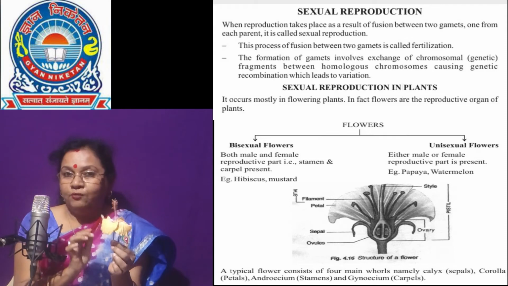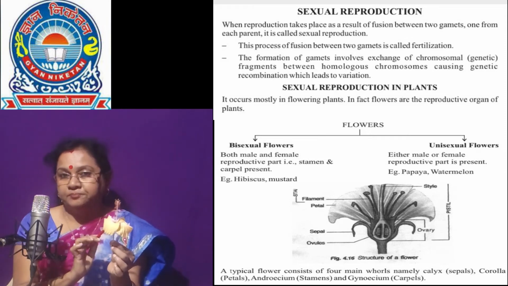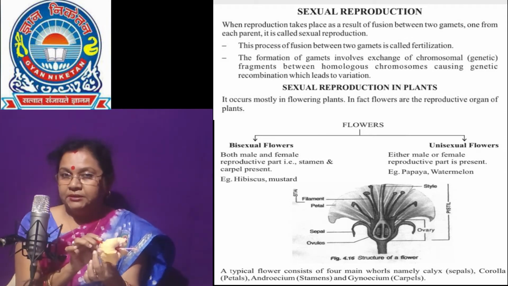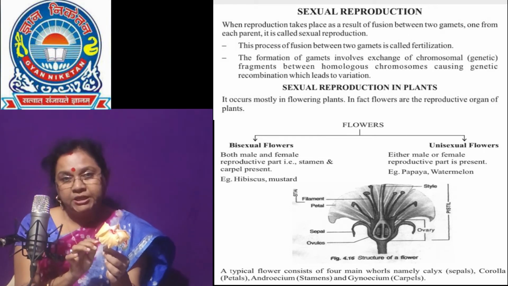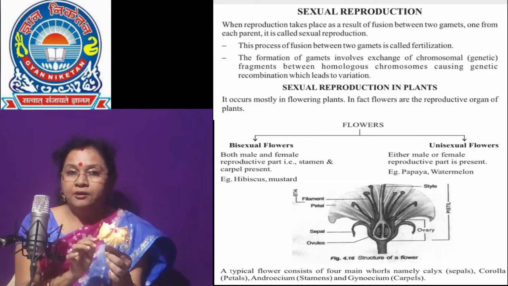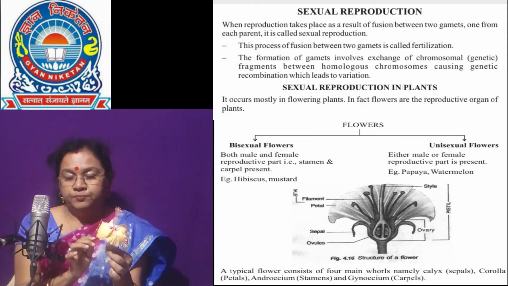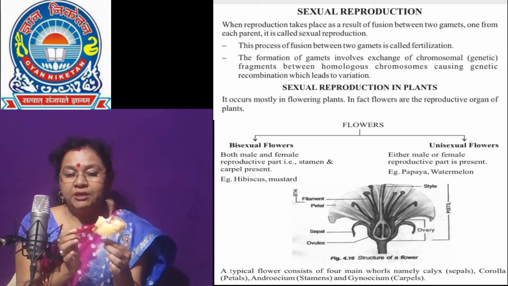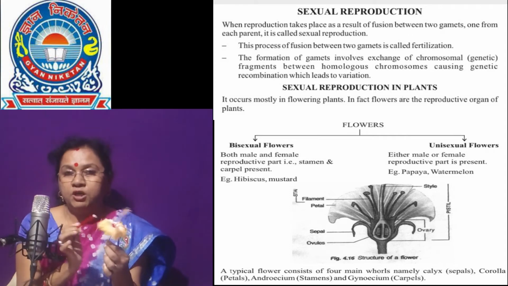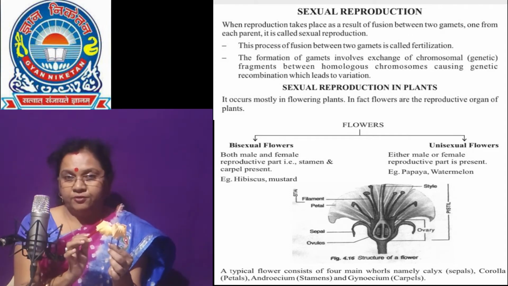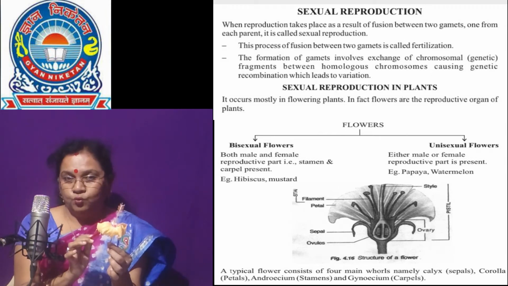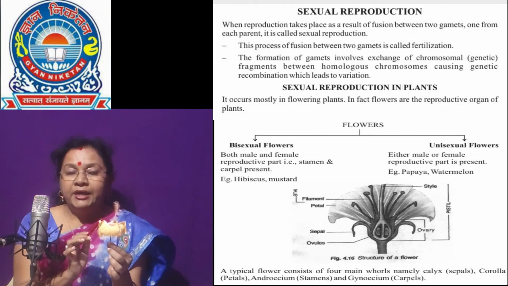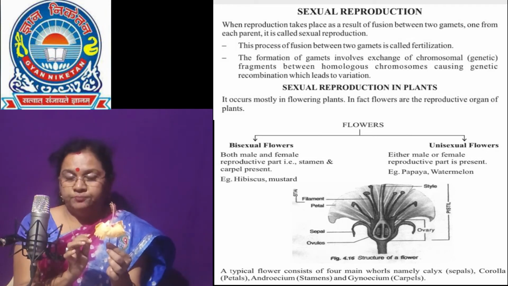Now let us discuss the functions of these parts. The calyx or sepals are green in color and protective in function. They protect the inner whorls of the flower. Petals are colored, and they help in pollination.